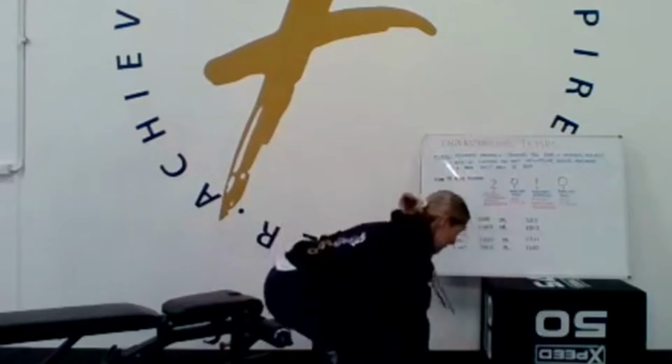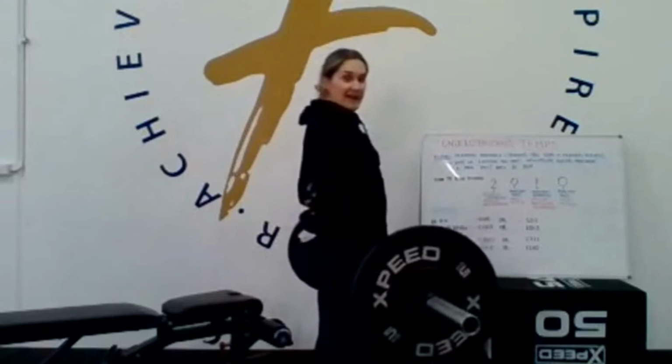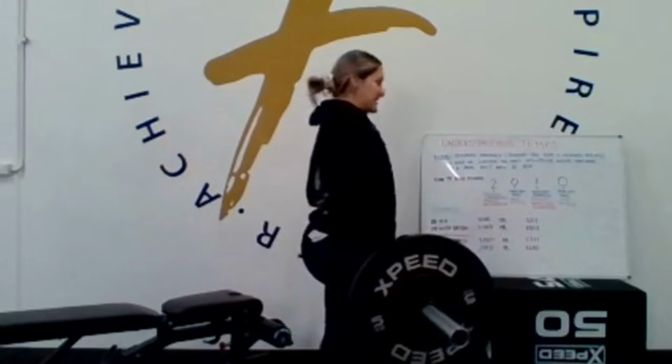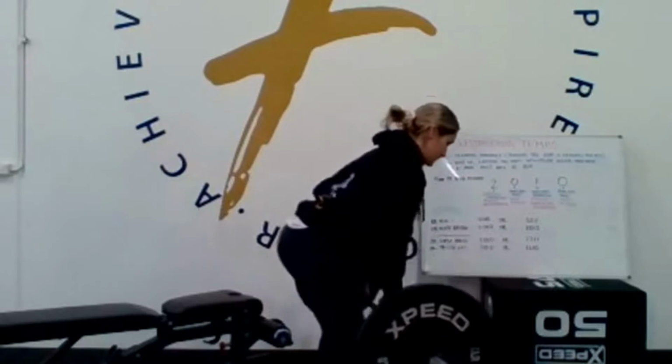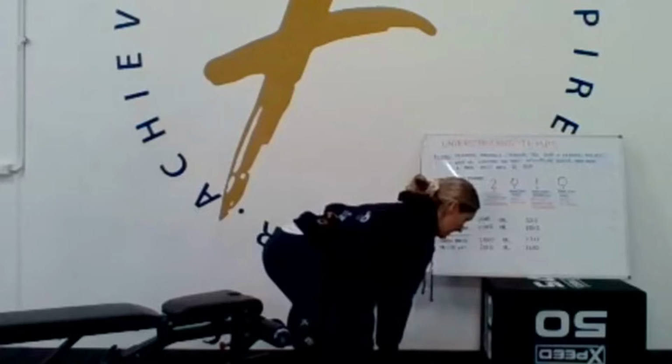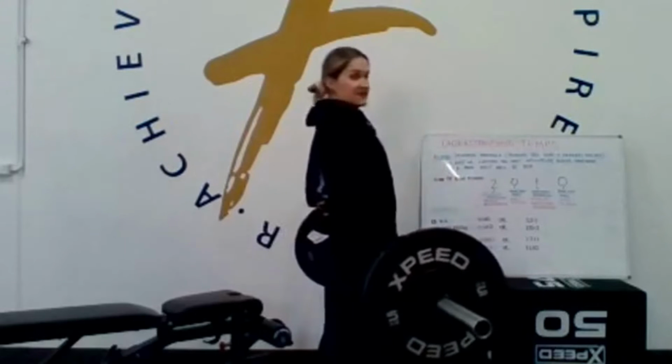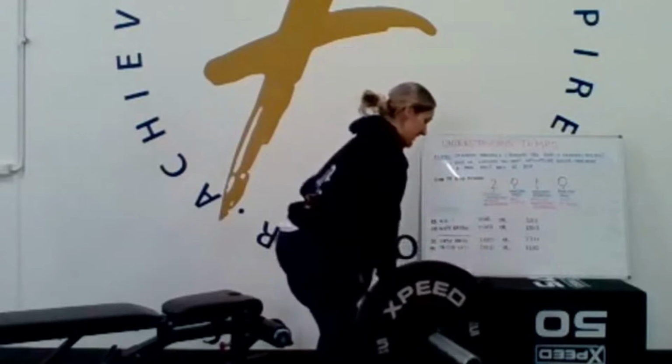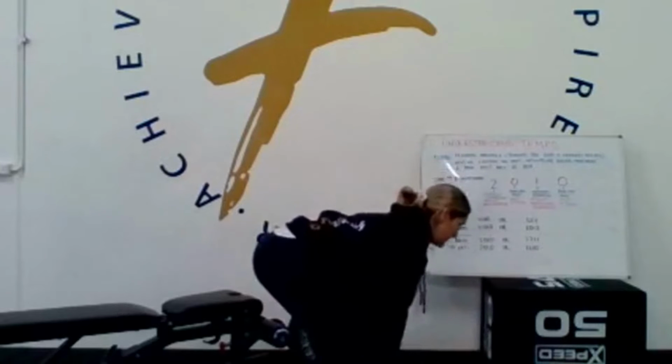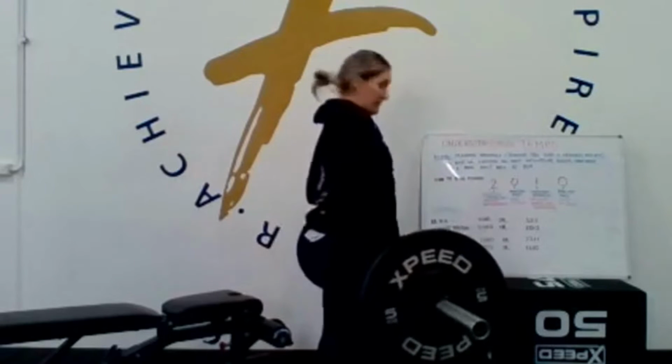Now, if we were reading our tempo here, and it said 3, 0, 1, 0, we're going to walk through it. So, I come up to my starting position, I'm going to lengthen. So I start on the 3. So I go 3, 2, 1, and then I come straight back up for a 1, because there was no pause. So 3, 2, 1, back up, 1, no pause.